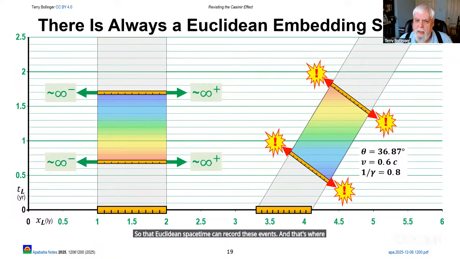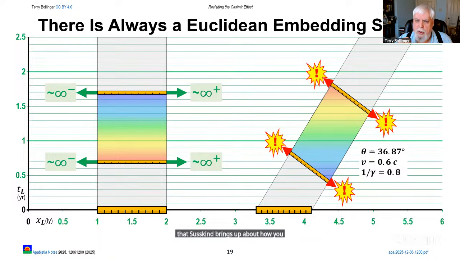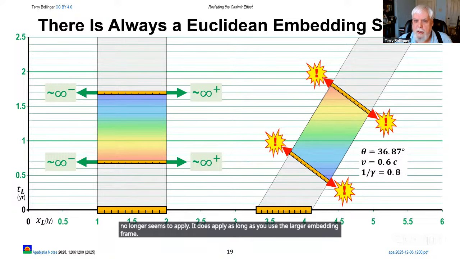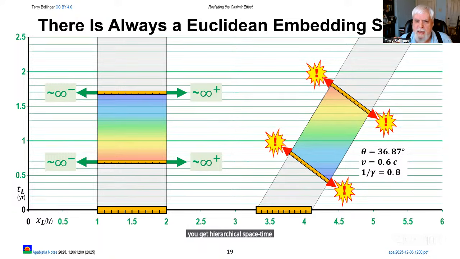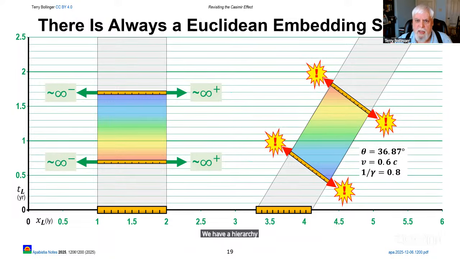So the idea that Susskind brings up about how you have an invariant distance you define in a Euclidean way no longer seems to apply. It does apply as long as you use the larger embedding frame. You get hierarchical spacetime. You don't have just one continuous spacetime for each unit. You have a hierarchy. If you accelerate something, you've created a subset, but the outside definitions still apply.